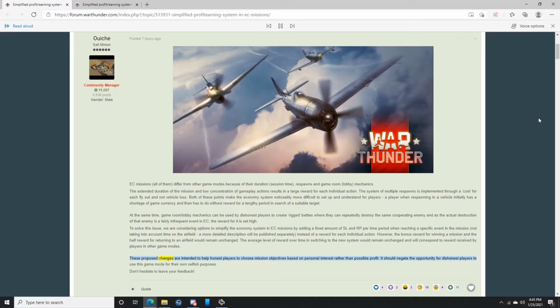These proposed changes are intended to help honest players to choose mission objectives based on personal interest rather than possible profit. It should negate the opportunity for dishonest players to use this game mode for their own selfish purposes.